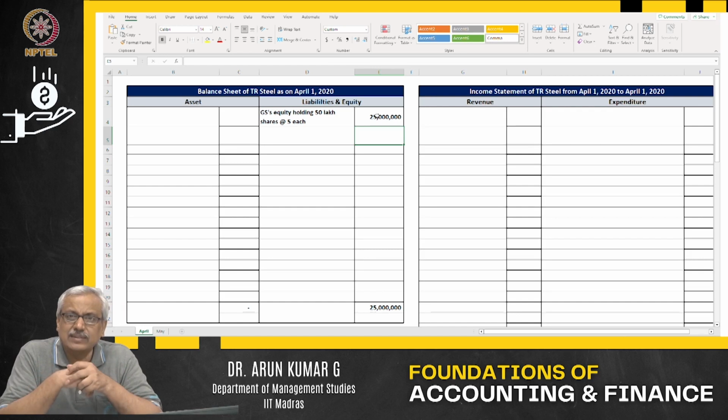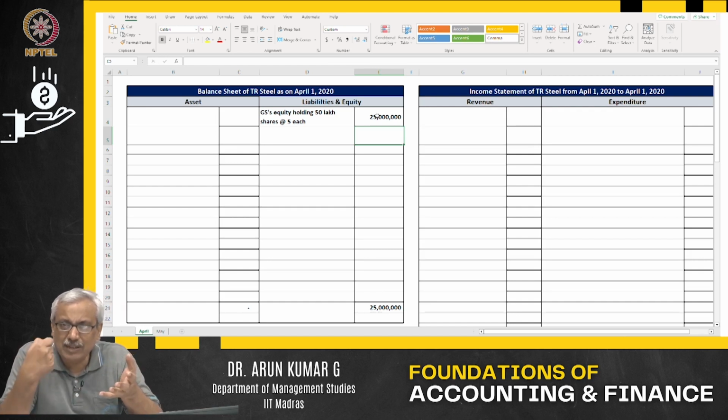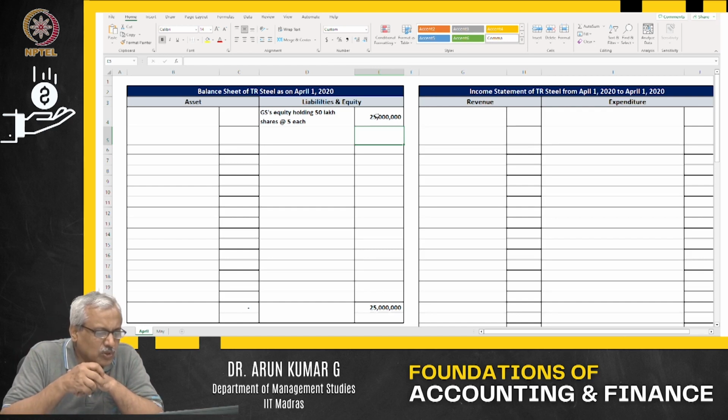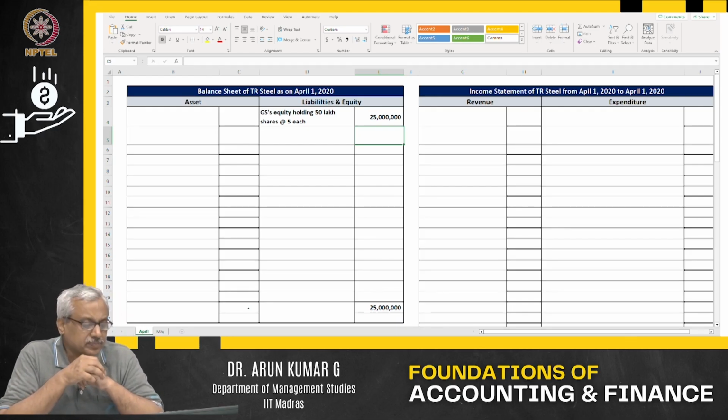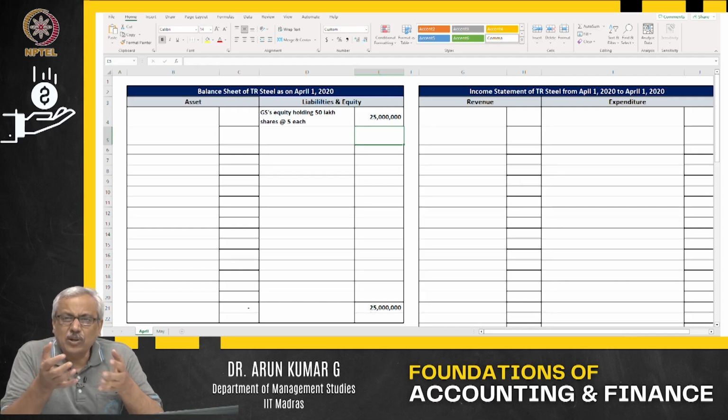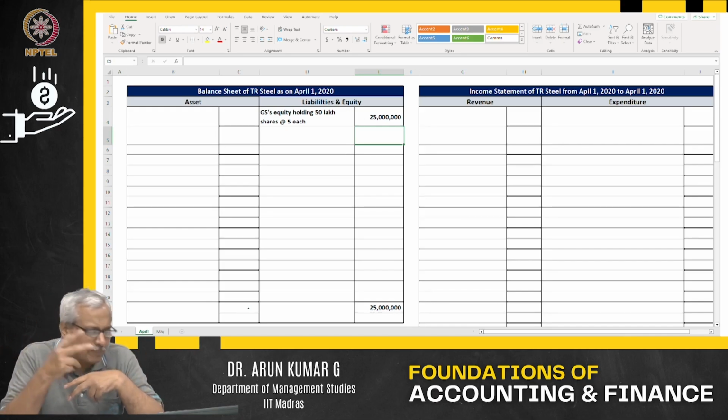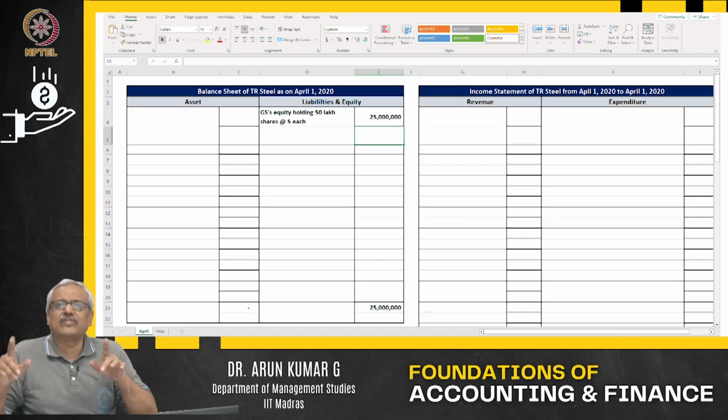Now, the cash has come in. The cash means money. GS has deposited a check for about 2.5 crores, or 25 million, whatever. Now, these 2.5 crores money has come in the form of a check. The money is received where? That is what I said. They opened a bank account to receive the capital. So, the bank account is opened. The money, that 2.5 crores, has come into the account. Account of what? Account of TR Steel.